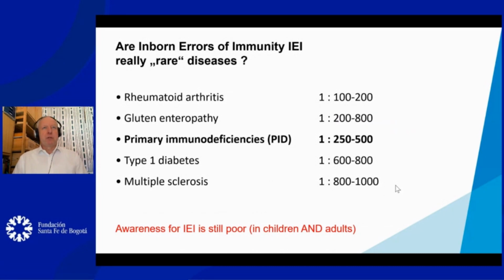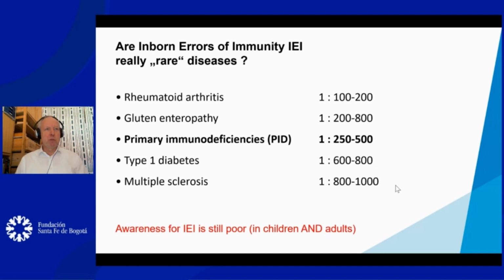I told you it's not really a rare disease. I show you the frequency of inborn errors of immunity. Rheumatoid arthritis is not an immunodeficiency. It's a very common disease. 1 in 100 to 200 people is suffering from rheumatoid arthritis. Gluten enteropathy, 1 in 200 to 800. Type 1 diabetes, a very important disease, 1 in 600 to 800 people. And multiple sclerosis in 1 in 800 to 1,000 people.